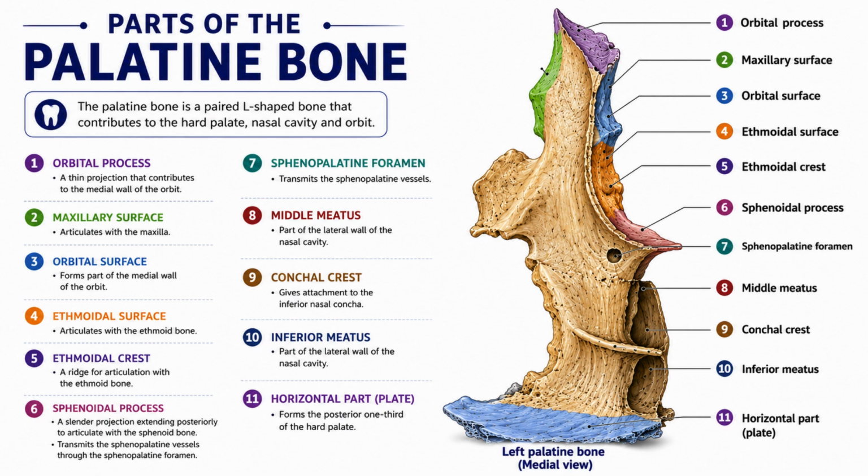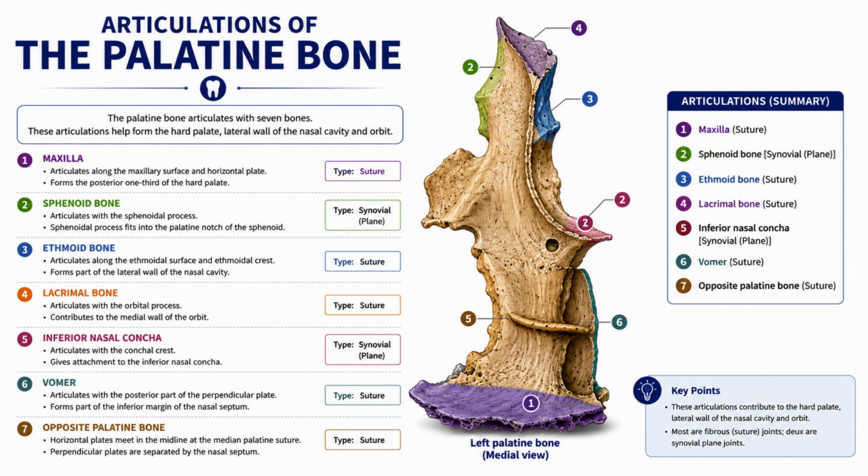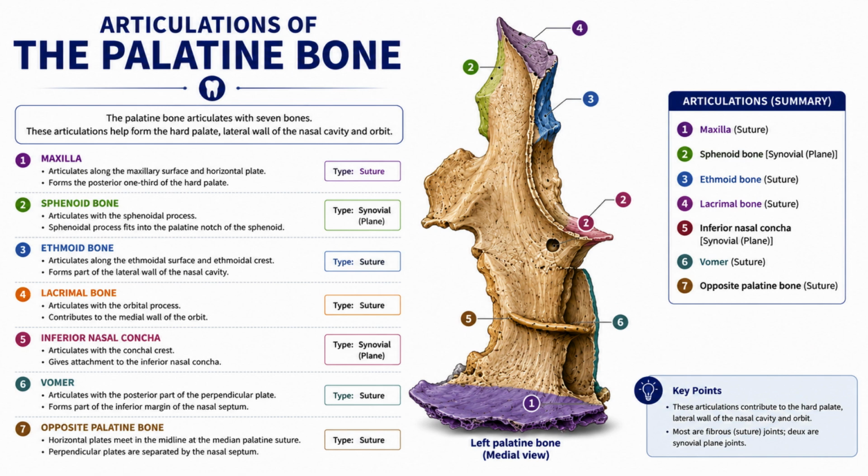Next, the articulations of the palatine. First, it articulates with the maxilla to form the hard palate. It articulates along the maxillary surface and continues with the maxillary bone to form the hard palate. It also forms the roof of the oral cavity and the floor of the nasal cavity. Next, it articulates with the sphenoid bone. Yes, the sphenoidal process articulates with the sphenoid bone.